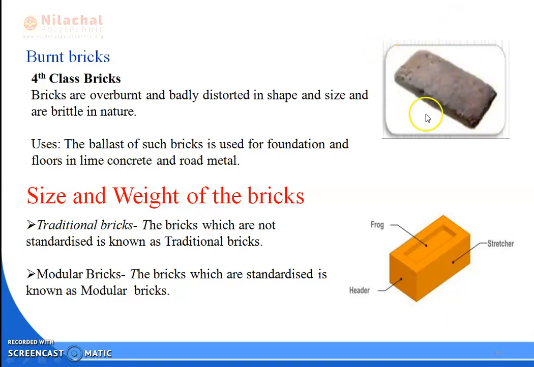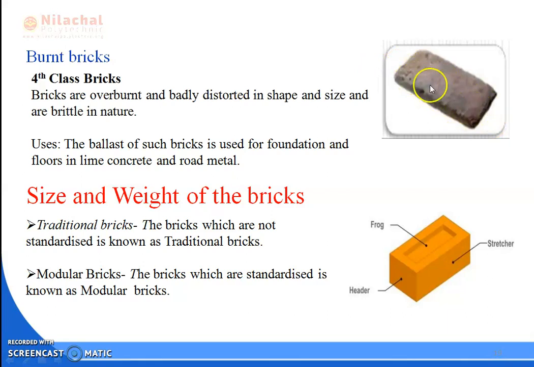These are not of a proper size and these are brittle in nature. And next, it is dark in color. You can see I have shown you the pictures; it is dark in color.